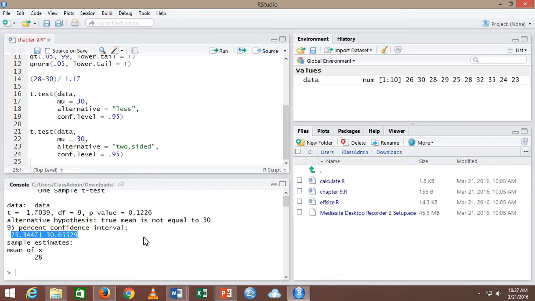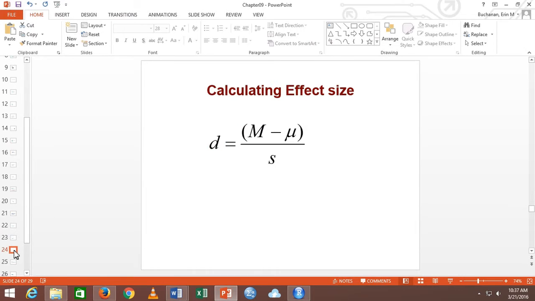Does that include the population mean? Yep. So that's why we didn't reject the null. Okay. So it includes 30. 30 is our population mean. We wouldn't reject one-tailed, two-tailed, either way. Okay.